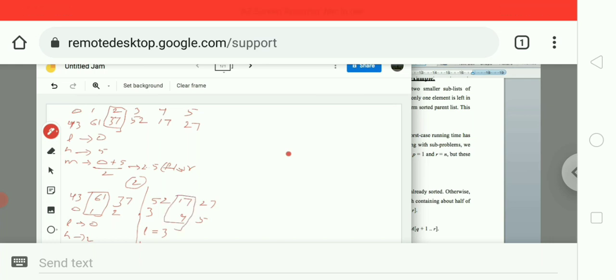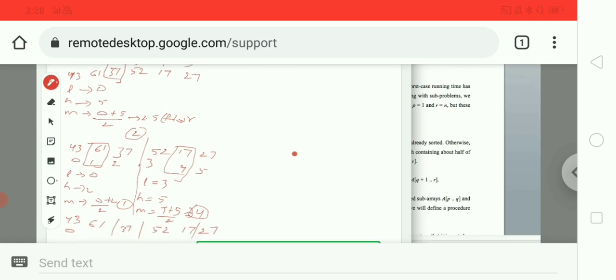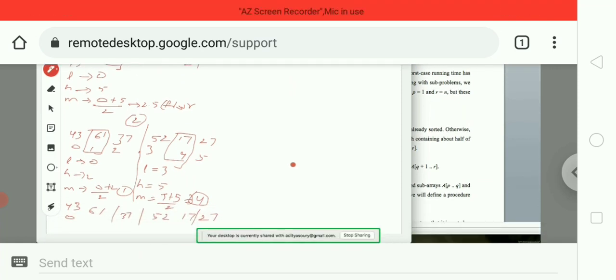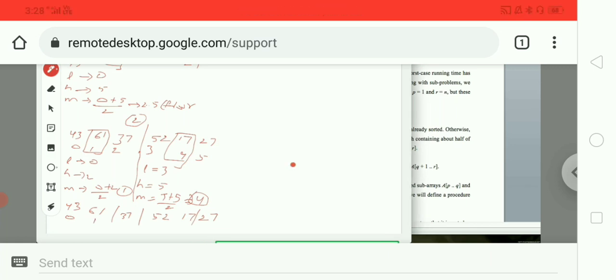So again we have to split here, that means 43, 61 comes in one array, 37 will come to another array, and 52, 17 will come to one array, and 27 will come to another array. Again we have to, so these are the index values.